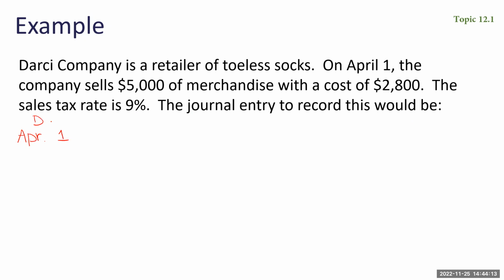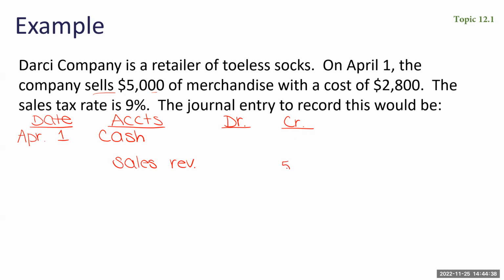Okay, so April 1st. We know our journal entry has to have date, accounts. We'll skip posting reference and go right to debits, credits. Let's assume cash. They don't tell us otherwise, so we'll assume it's a cash sale that happened. There's the merchandise. Okay, so sales revenue, which is a credit, 5,000. Leave cash for last because it's going to be the sum of the two.